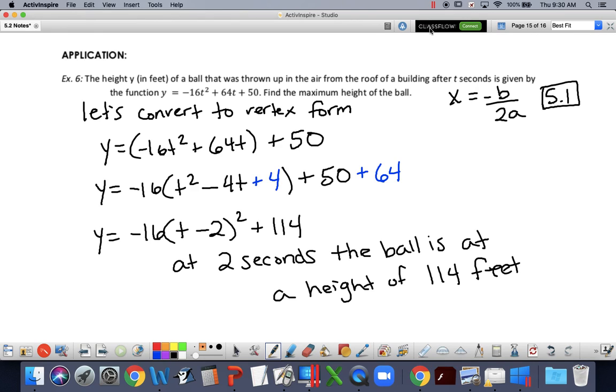One of the 5.2 worksheets is called a discovery activity. It is up to you if you would like to do that. If the notes make sense, you do not have to. The other 5.2 worksheet is the one that I am collecting for homework.